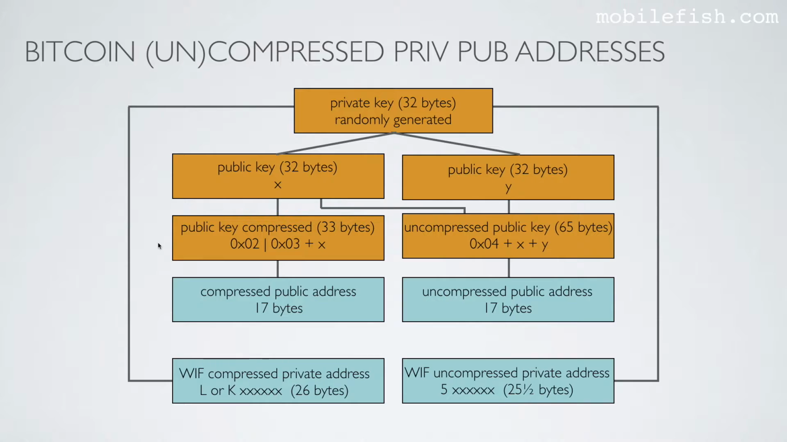Inside the blockchain client, and the client is a software application, the public key can be represented in two ways: in a compressed way or an uncompressed way. If it is represented in a compressed way, it is 33 bytes long. If the public key is represented in an uncompressed way, it is 65 bytes long.